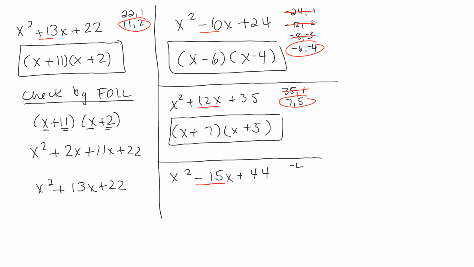So I could have negative 44 and negative 1. I could have negative 22 and negative 2. And if you ever get stuck and you can't figure out your factors, just use a calculator. Take whatever the number is, 44, divide it by 1, divide it by 2, divide it by 3, divide it by 4. Next up, we would get negative 11 and negative 4.